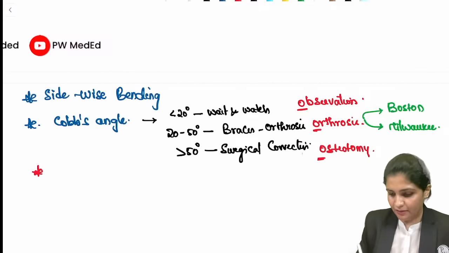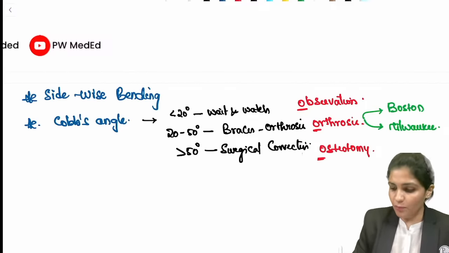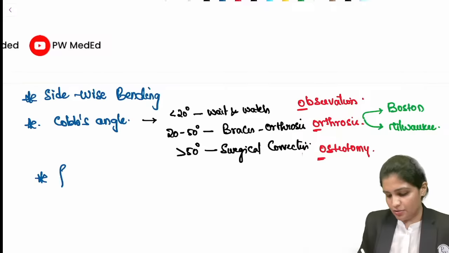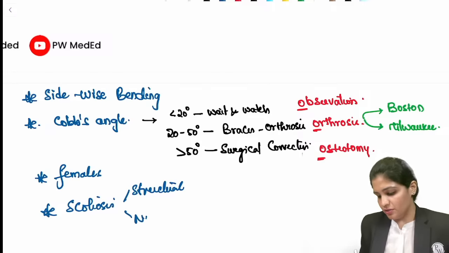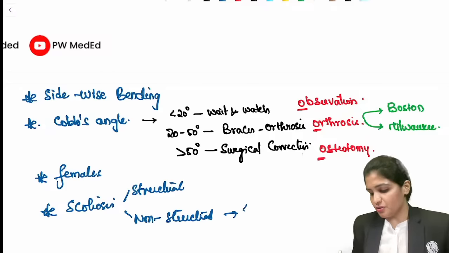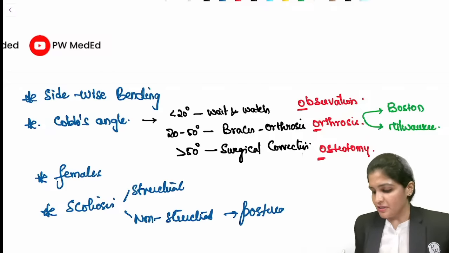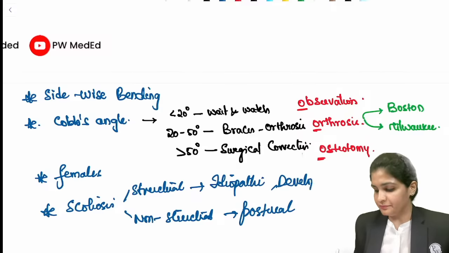And who is more prone to scoliosis? It is usually seen in females, and scoliosis can be of two types. It could be structural scoliosis or non-structural scoliosis. Non-structural scoliosis is nothing but your postural scoliosis, right? And structural scoliosis could be idiopathic, or it could be developmental, so it is pathological.